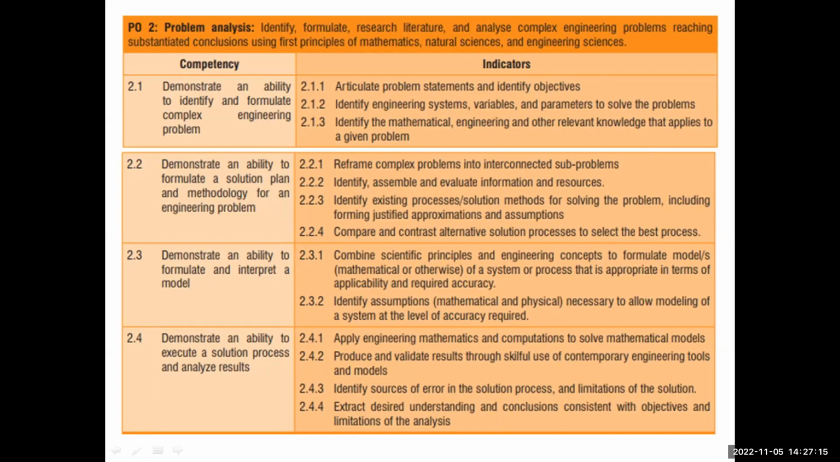Similarly, for demonstrate an ability to formulate a solution, that is competency 2.2, the performance indicators can be 2.2.1, reframe complex problems into interconnected sub-problems. Then identify existing processes, solutions, methods for solving the problems, including forming justified approximations and assumptions, could be 2.2.3.